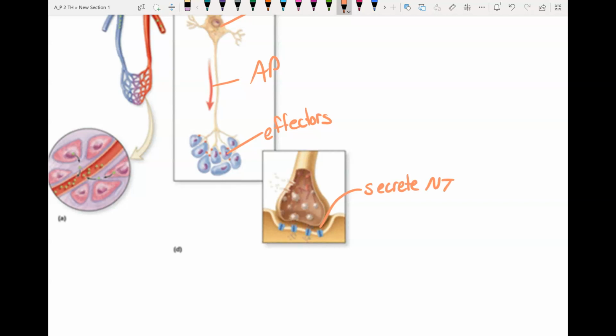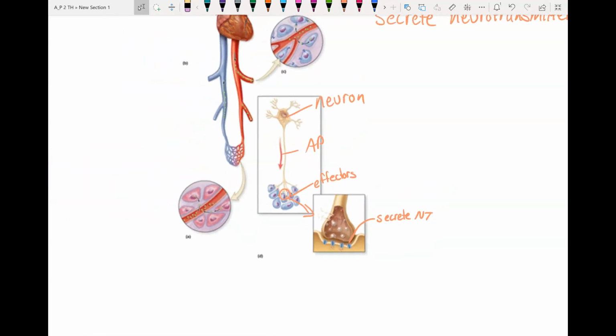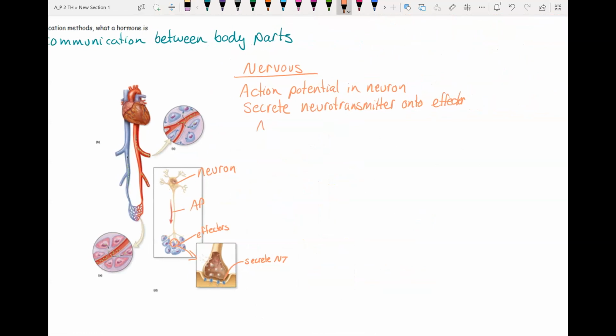So this is an up close of right here. Those synaptic knobs at the end of the axon secrete neurotransmitter. Then recall that neurotransmitter binds to receptors on your effectors. And that is how you stimulate your body parts to do something.